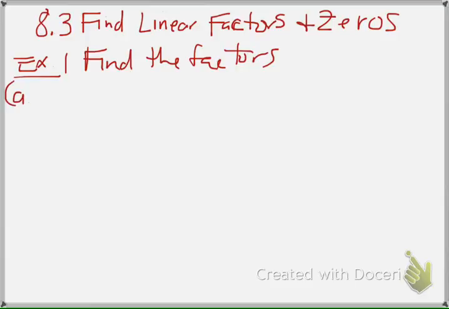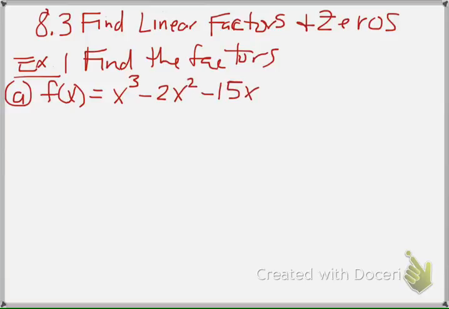So the biggest question you're going to have to be asking yourself is, what do they have in common? For example, this is the first problem: x cubed minus 2x squared minus 15x. When you look at all those three terms, what do they all have in common? An x. So what can you factor out? An x. So we factor out an x.